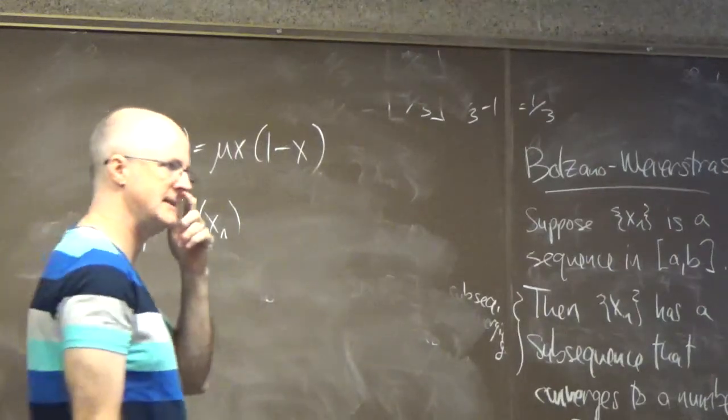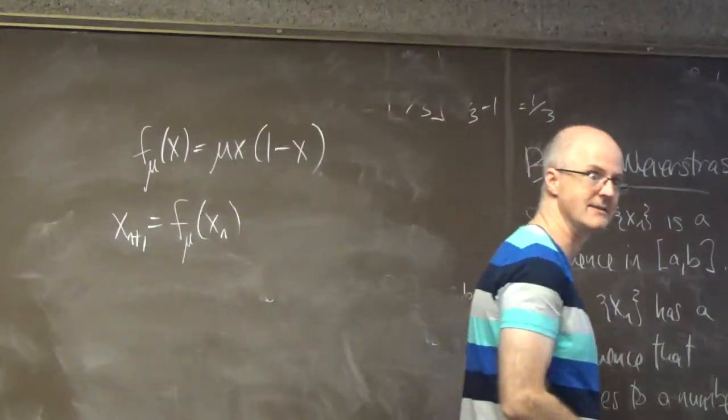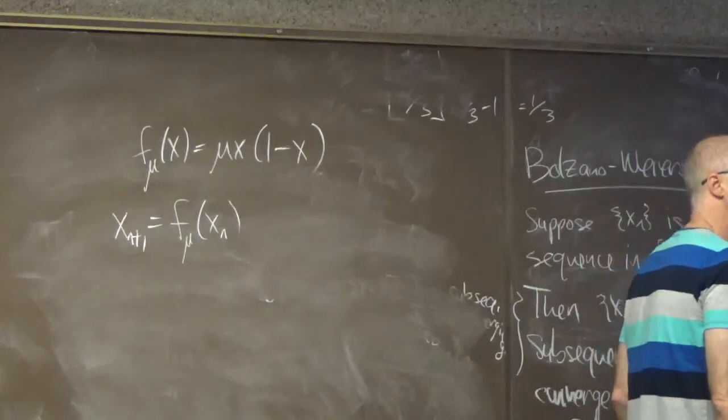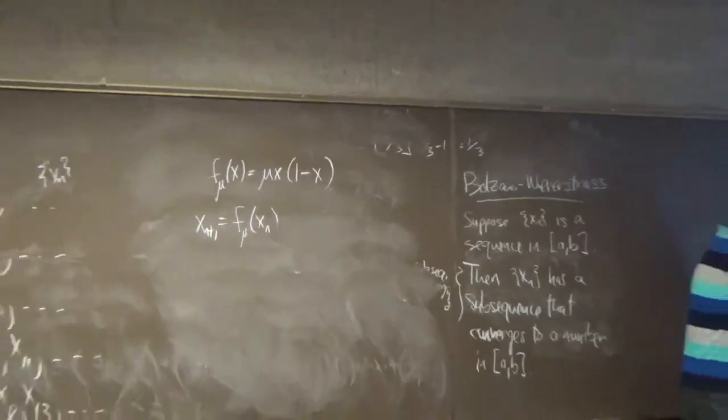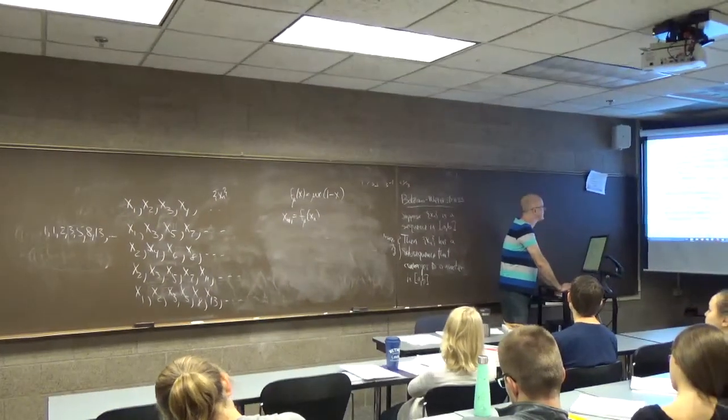And that was a chaotic example, kind of like sine over n is seemingly chaotic too. That chaotic behavior does not occur for all values of mu, however.